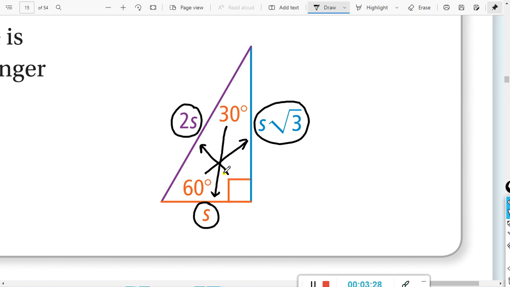So we know that the side length across from 90 is always the hypotenuse. And we know that for any given triangle, the smaller angle will have a shorter side length across from it. So the smallest angle here is 30 degrees. Across from 30 degrees is going to be your short leg. And finally, the remaining side length is across from 60 degrees. That's going to be your long leg.